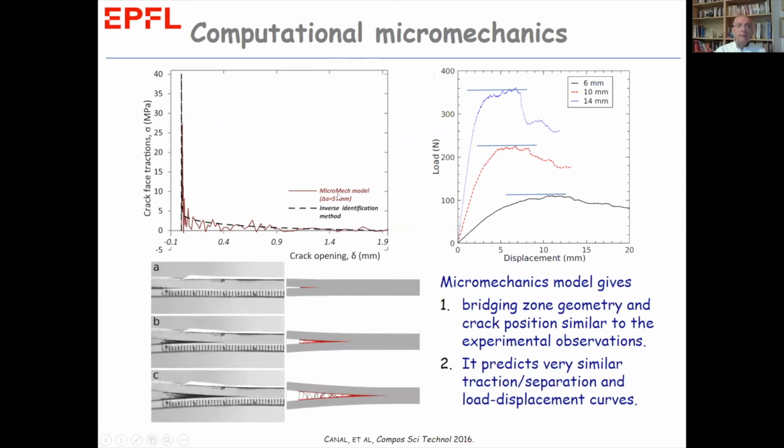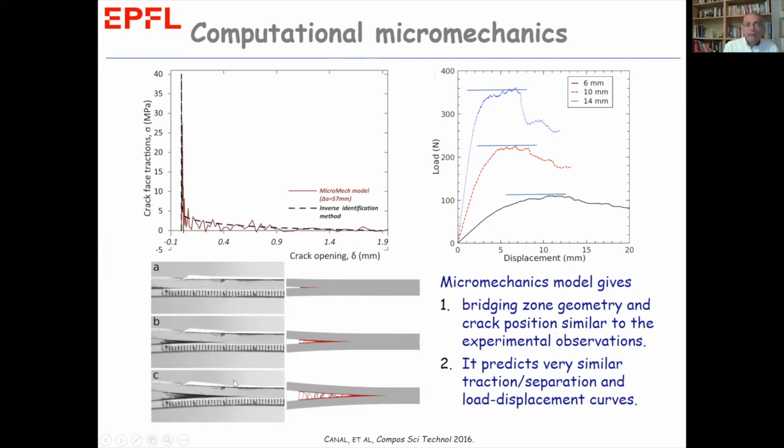Here, the micromechanics model gives us this traction separation. It is the red line. It is compared to the traction separation given by the inverse identification method for a specimen of the same thickness. On the upper right, we see the load displacement response of three specimens with 3 different thicknesses. And on the lower left, we see the morphology of the bridging zone developed at different crack lengths and compared to the ones observed experimentally.